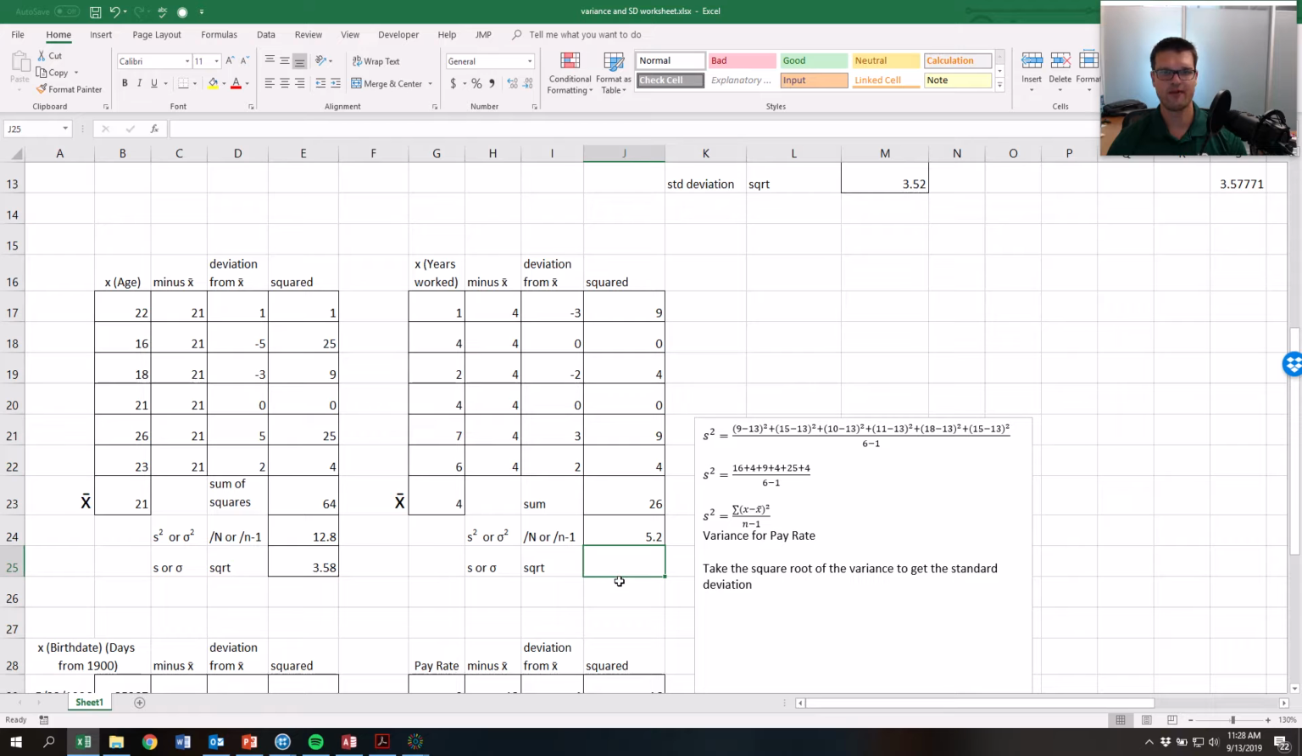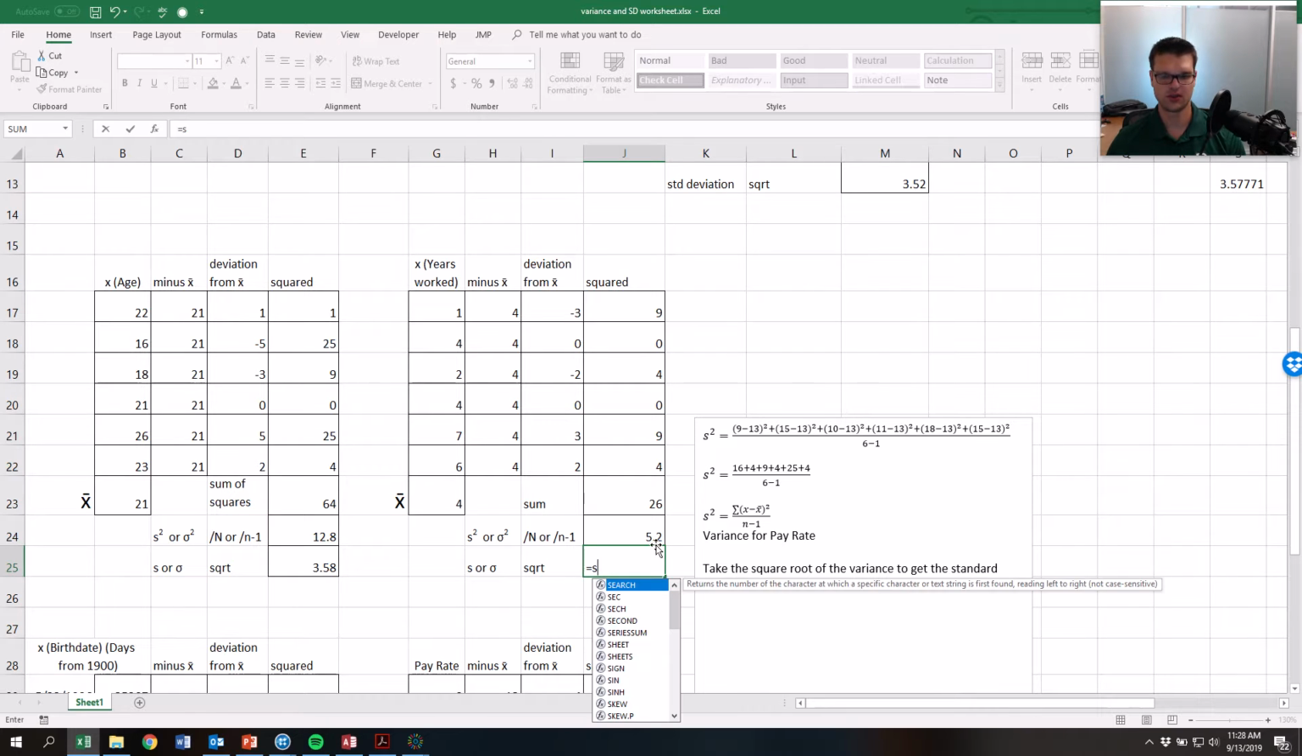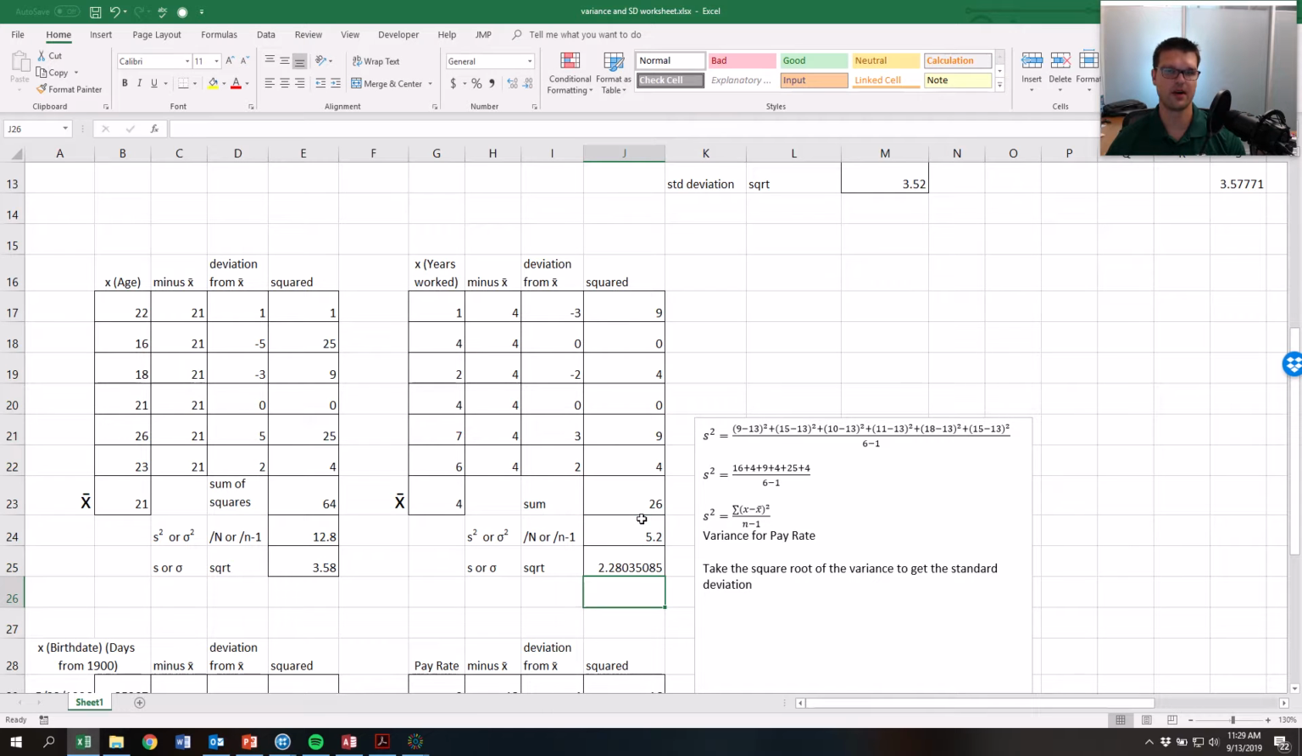So now we have the variance, and in order to get the standard deviation, we've got to take the square root, SQRT, of the variance. Let's round it to 2 decimal places. 2.28 is the standard deviation, or 2.28 is the average number of years.